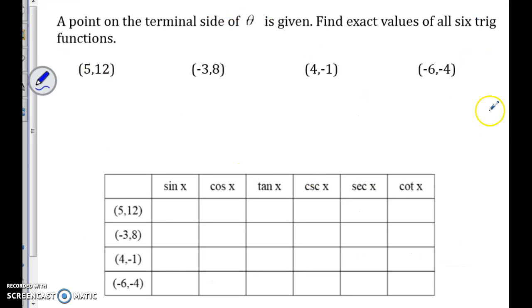One last page. I'm not going to do all these because I only got 15 minutes and I got about 4 minutes of that left.